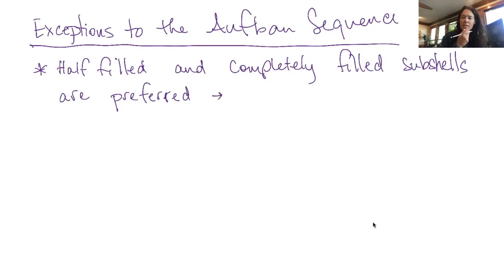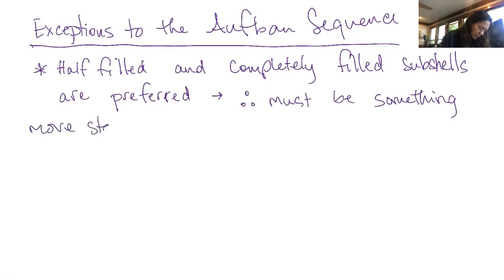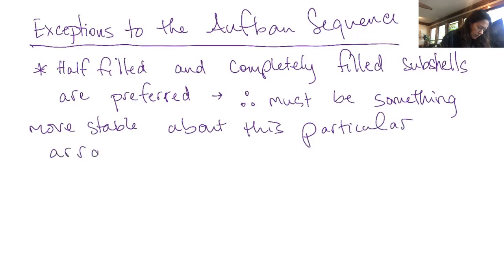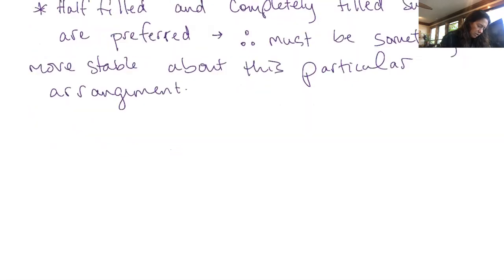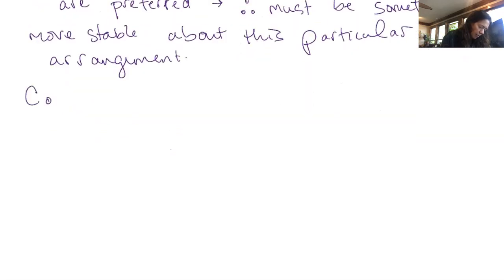And what that means is we have seen through our exceptions that there must be something more stable about this particular arrangement. Okay, and this won't go on for much longer. We'll be about finished here. Our first exception will be copper.